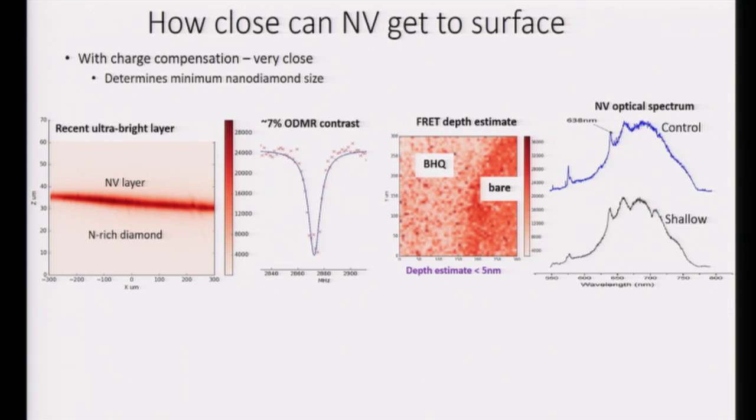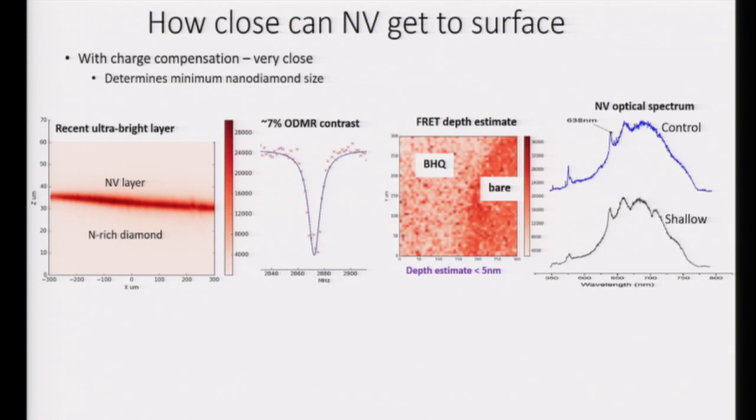Now typically if you make an NV, people do it in ultra pure crystals mostly. And when you get shallower than about 3 nanometers, it blinks and disappears. So what we did is we took a layer of nitrogen-rich diamond, and we implanted an ultra-shallow layer of just a couple of nanometers. And these all made really shallow NVs. We look at the ODMR, and it's quite good, sometimes narrow, sometimes not. And to show that the depth was shallow, we put on a black hole quencher.